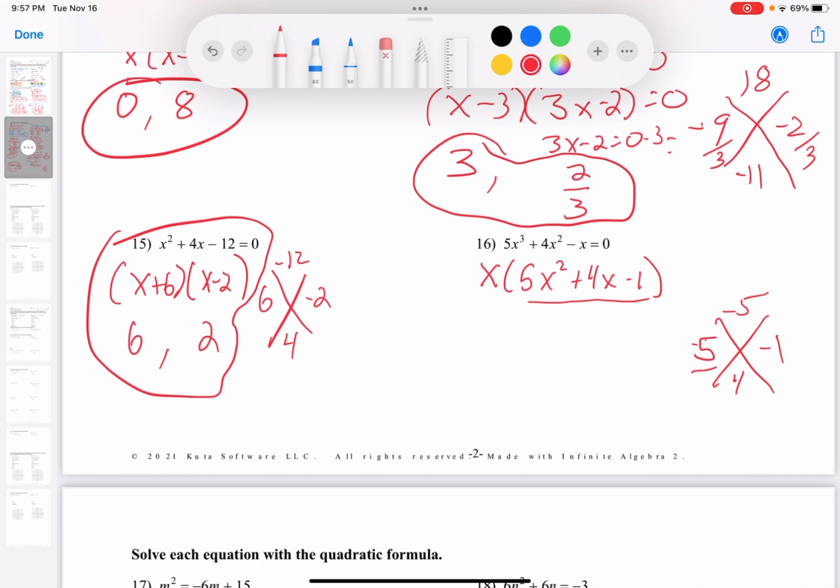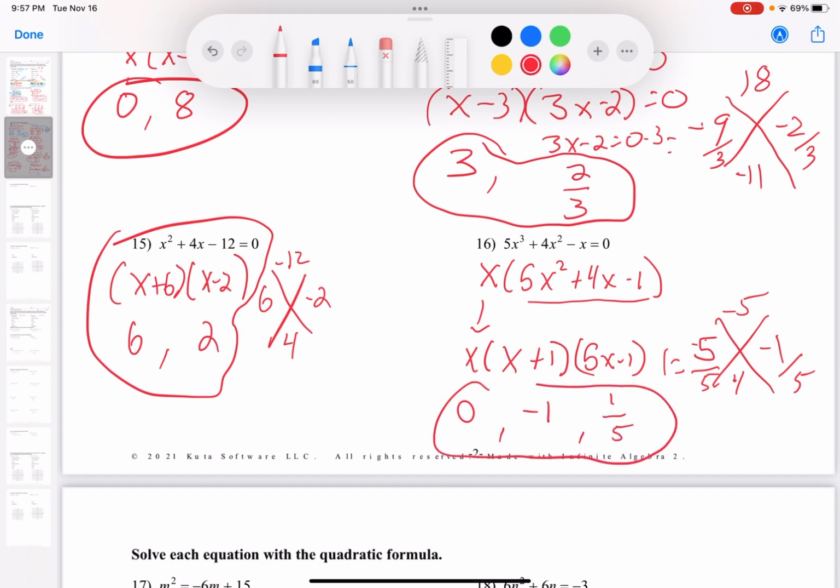My a value is 5, so I have to divide by 5. So we bring this x down, so it's x. That reduces to 1, so that's x plus 1. The negative 1/5 doesn't reduce, so that's 5x minus 1. So the zeros are 0, negative 1, add 1, divide by 5. There are your zeros.